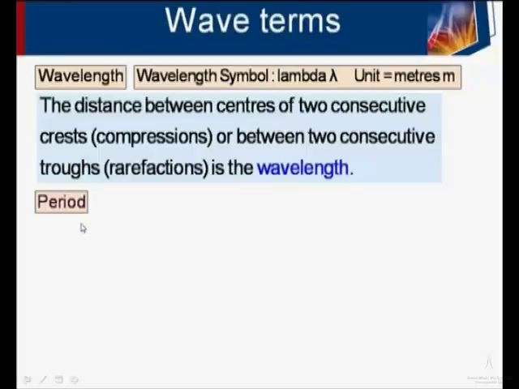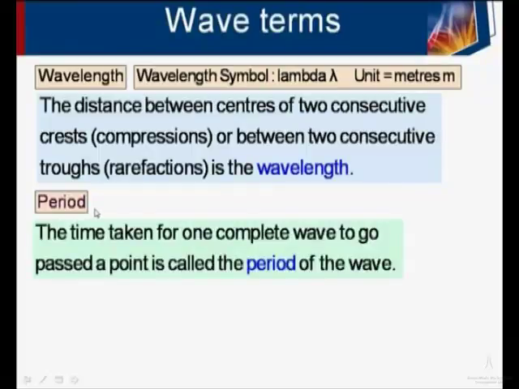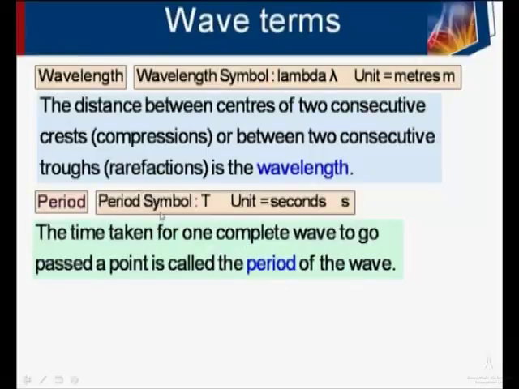The next wave term we're going to look at is the period of the wave. The time taken for one complete wave to go past a certain point is called the period of the wave. The period symbol is a capital T, and the unit of the period of a wave is in seconds. How many seconds it takes for one complete wave to go past a certain point.